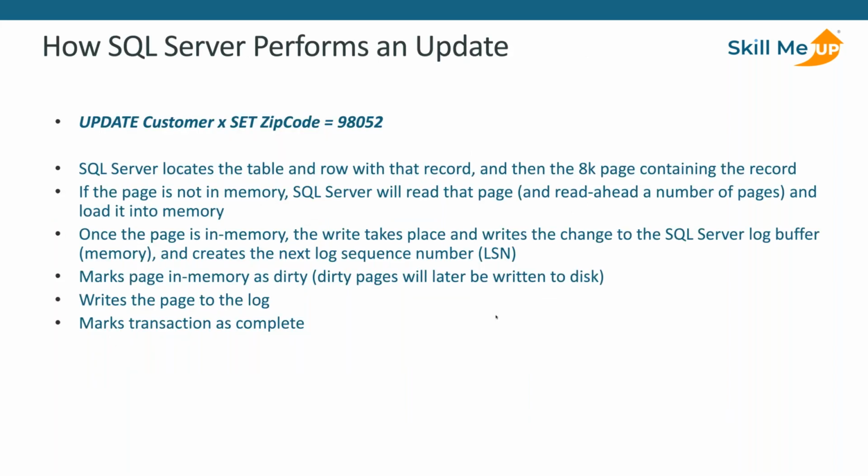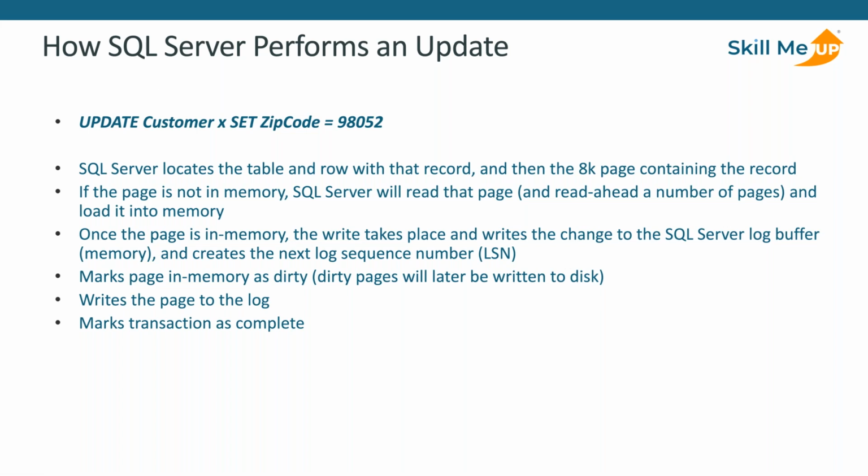So let's walk through an update. If we have a simple kind of update statement, and this isn't a real table, I just made an example. We're updating our customer table for customer X, setting zip code equal to 98052. You'll also note I didn't put a where clause in this update. Don't do that. So let's assume we have a single row in this table right now. SQL Server will locate the table and row with that record, and then the 8K page containing the record. So remember, SQL Server stores data in 8K pages. Those pages are formed into 64K extents, and that's typically how SQL Server reads data from disk.